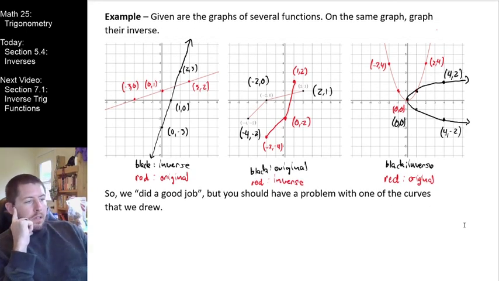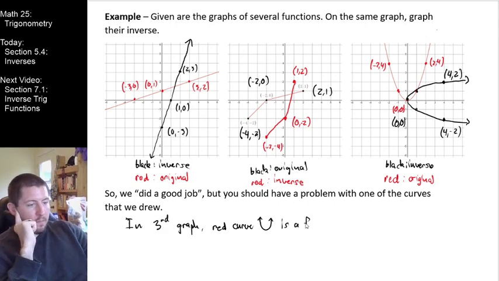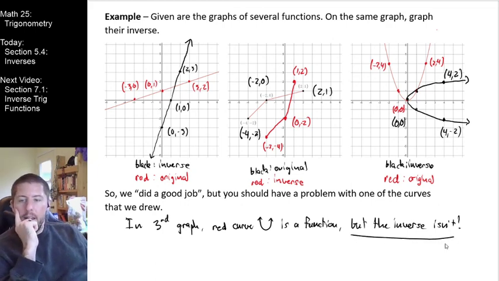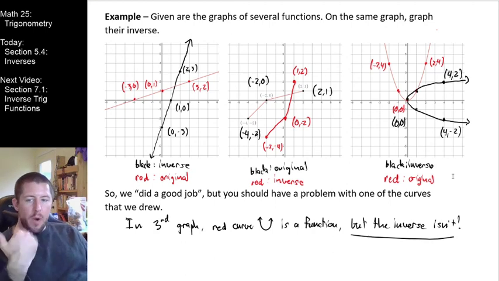All right. My problem here is that the red curve, in our third example, third graph, is a function, but the inverse isn't. That's kind of weird, right? The red curve's a function, but when I drew the inverse graph, it wasn't a function anymore. We don't like that. That's kind of a problem for us being able to undo any desired operation, right?